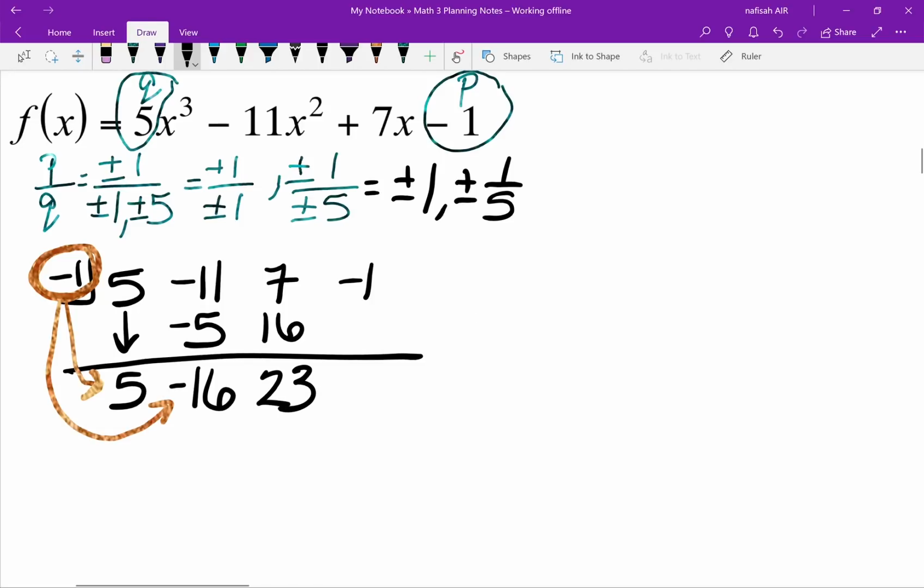7 plus 16. Okay, so that's 23. All right, and then I'm going to start all over again. Negative 1 times 23 is negative 23. I'm going to do the math. I got negative 24. The last number you write down when you're doing synthetic division is your remainder.